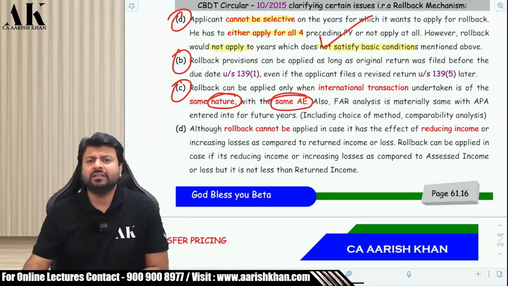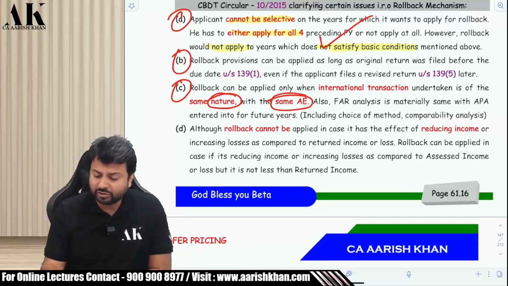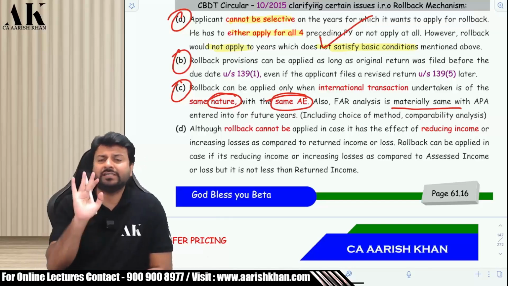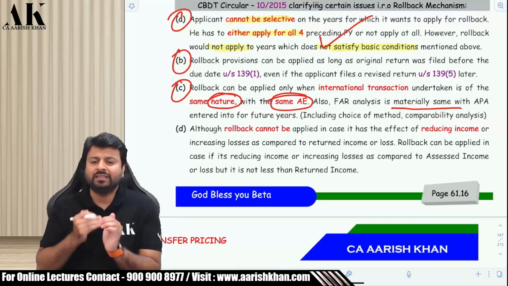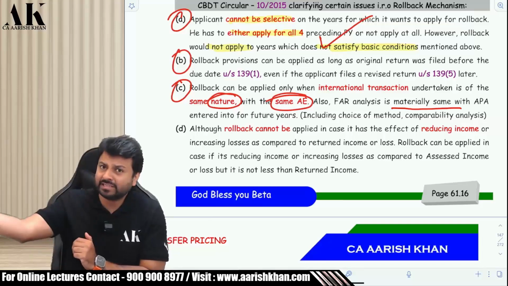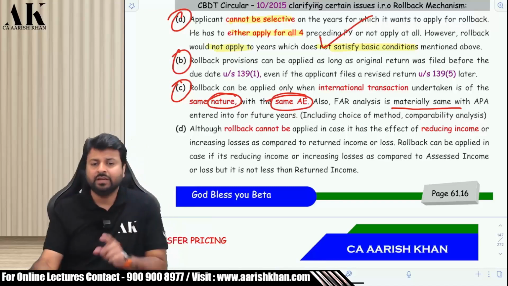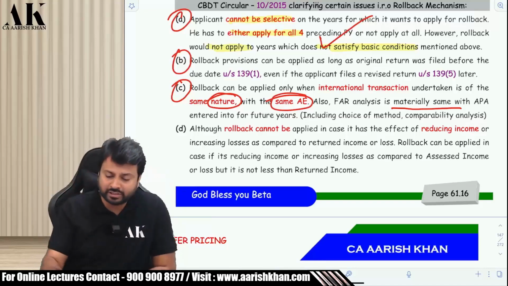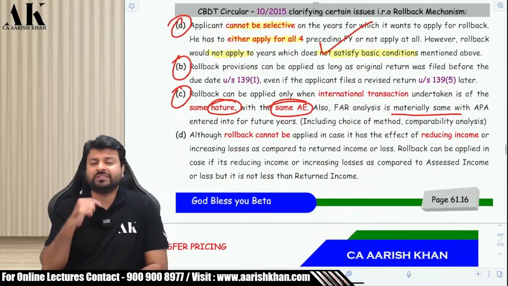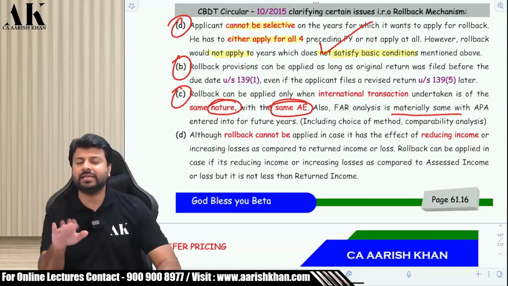Is the FAR analysis, that is functions, assets and risk analysis, also needed to be same? It need not be 100% same, but it should not be materially different from each other. The FAR analysis is materially same, more or less it has to be same. It means the choice of method should be same, the comparability analysis should be same, the most appropriate method has to be same, and for comparison purposes, the data which you are collecting has to be same, but it need not be 100% same. So what do you mean by the term the transaction has to be same? Because it is written very clearly in condition number 1 over here that the transaction has to be same. What do I mean by that? It has to be of same nature with same associate enterprise, but the FAR analysis might not be 100% same, it might be materially same.